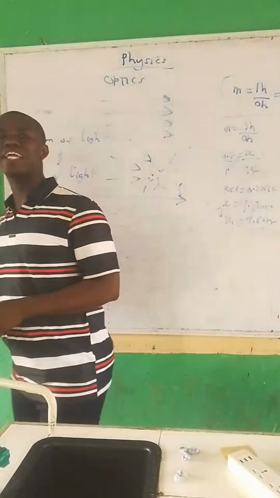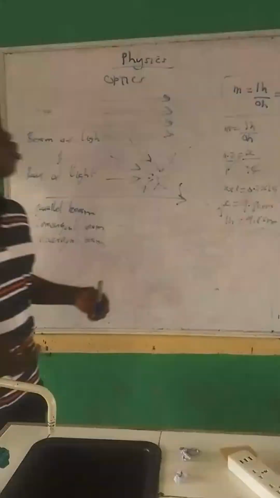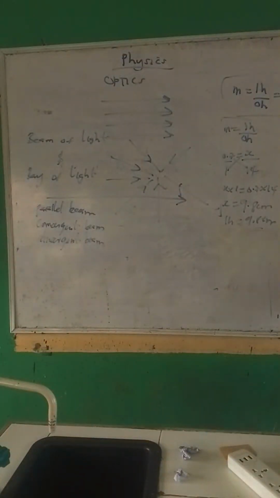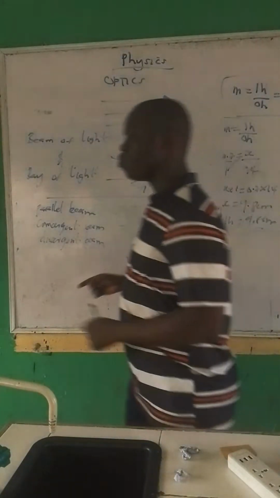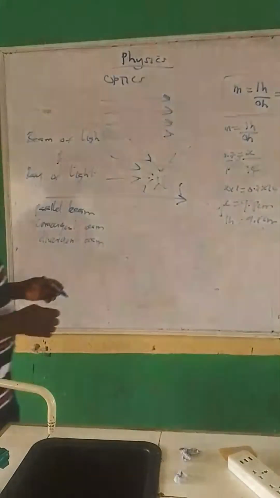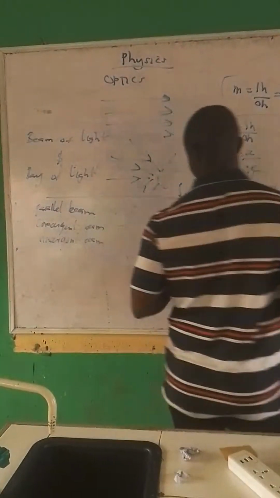Then we have what is called a divergent beam, which is the opposite of a convergent beam. It is a kind of beam in which all the rays of light are moving away from a point, like this.